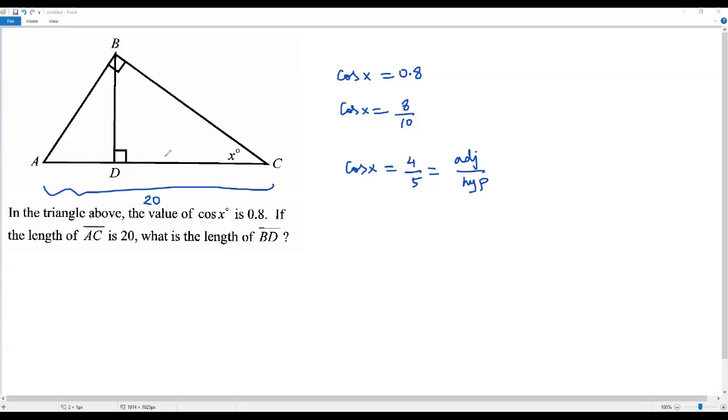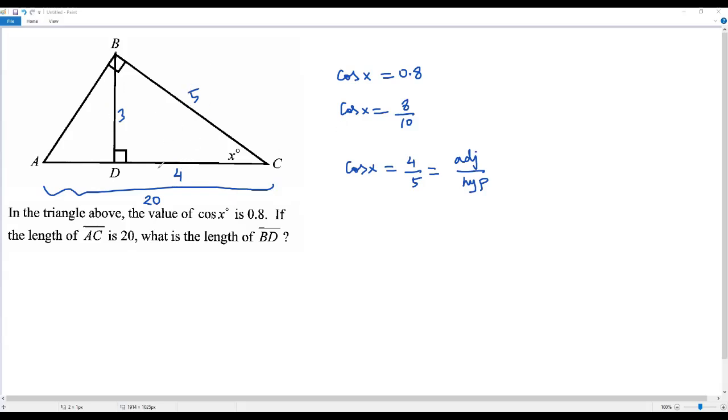Okay, then the number corresponding to the adjacent side is 4, and the number corresponding to the hypotenuse is 5. And so here one of the lengths of this right triangle is 4, since the hypotenuse is 5. Clearly, this right triangle BDC is a 3, 4, 5 right triangle. That means the number corresponding to the length of BD is 3. Actually, we got these numbers 4 and 5 from the given trigonometric ratio cosine, so we cannot consider 3, 4, 5 as the exact lengths.